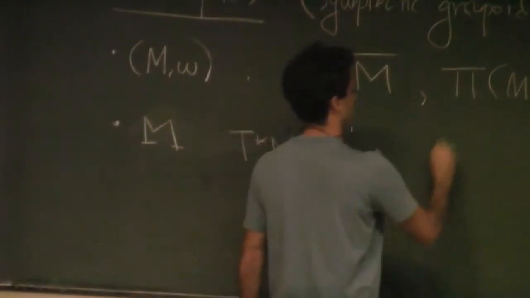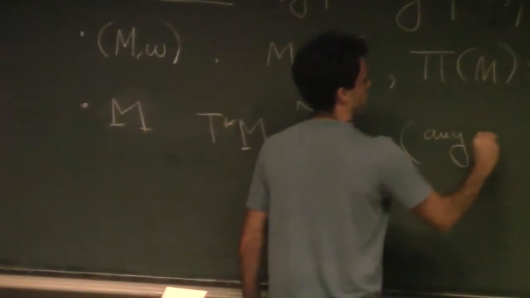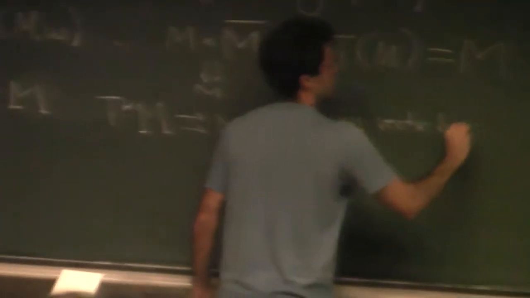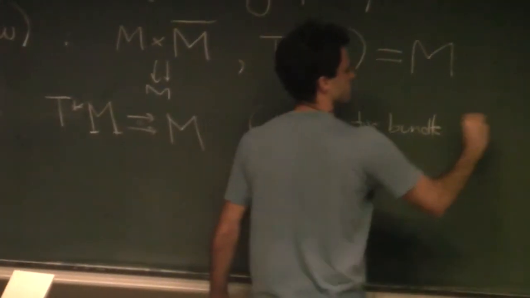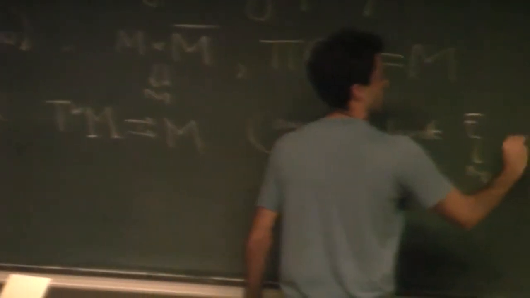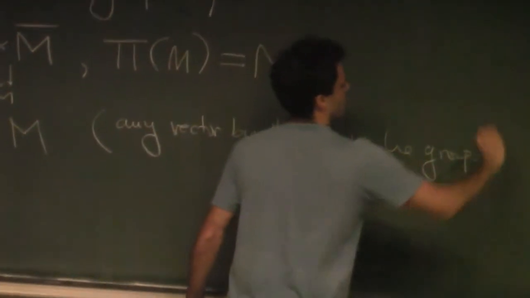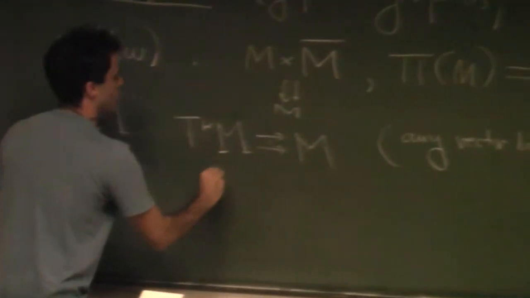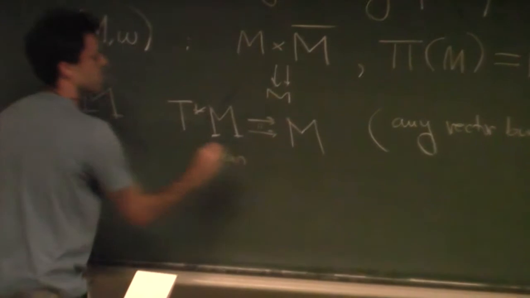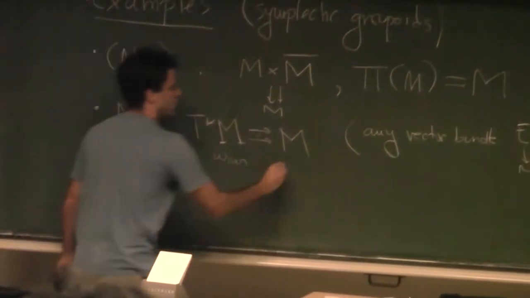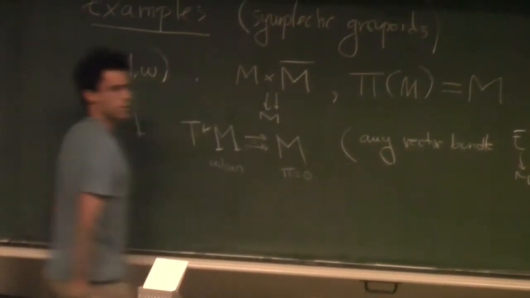And the groupoid operation is just the fiber-wise addition that you have on a vector bundle. So any vector bundle can be seen as a Lie groupoid in this way. Okay, so in particular, this guy. And this is a symplectic groupoid with respect to the canonical symplectic form, and the induced Poisson structure here is just 0.